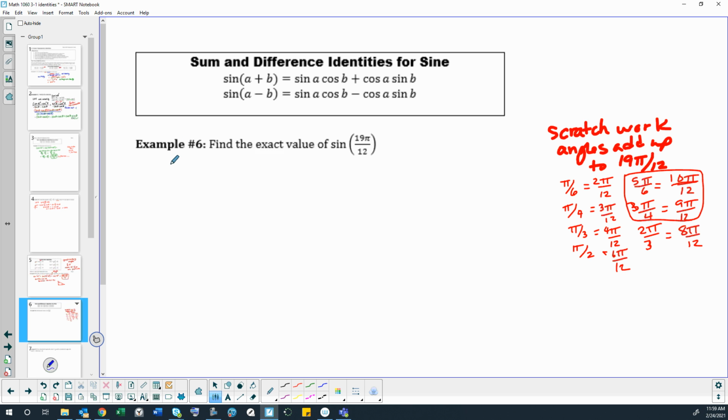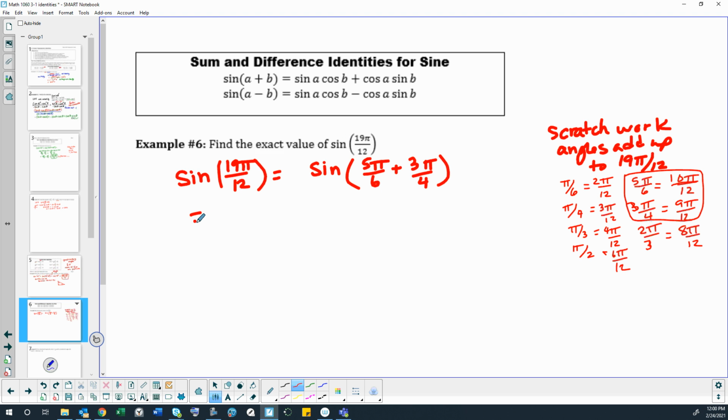All right, here we go. So we're going to take our sine of 19 pi 12ths and rewrite that as sine of 5 pi 6 plus 3 pi 4ths. And that's because equivalent values of those fractions are 10 pi 12ths and 9 pi 12ths, which adds up to 19 pi 12ths. So we just kind of did our little scratch work over there to figure that out.